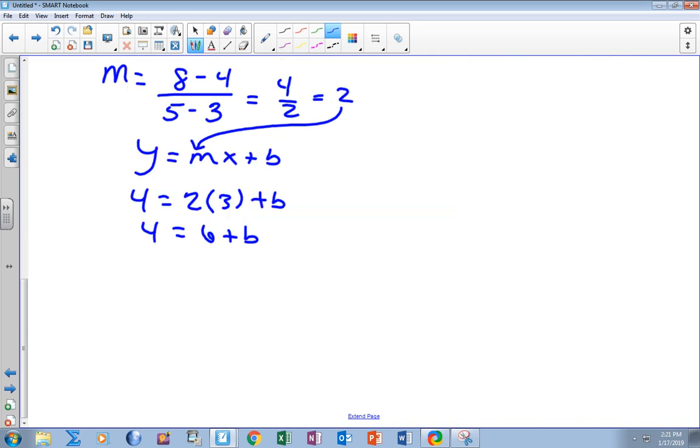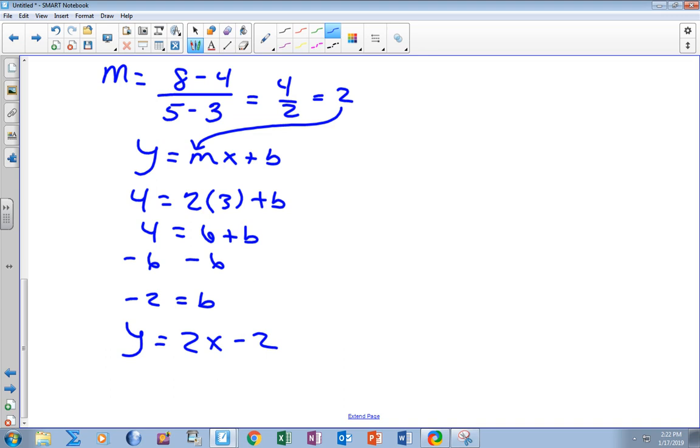So once you finish solving it, you get negative 2 equals your b value. And now you have your slope, which is 2, and your b value is negative 2. So it'd be y equals negative 2x plus 2. Oh, I did it backwards, sorry. Your slope is positive, so positive 2x and then minus 2.